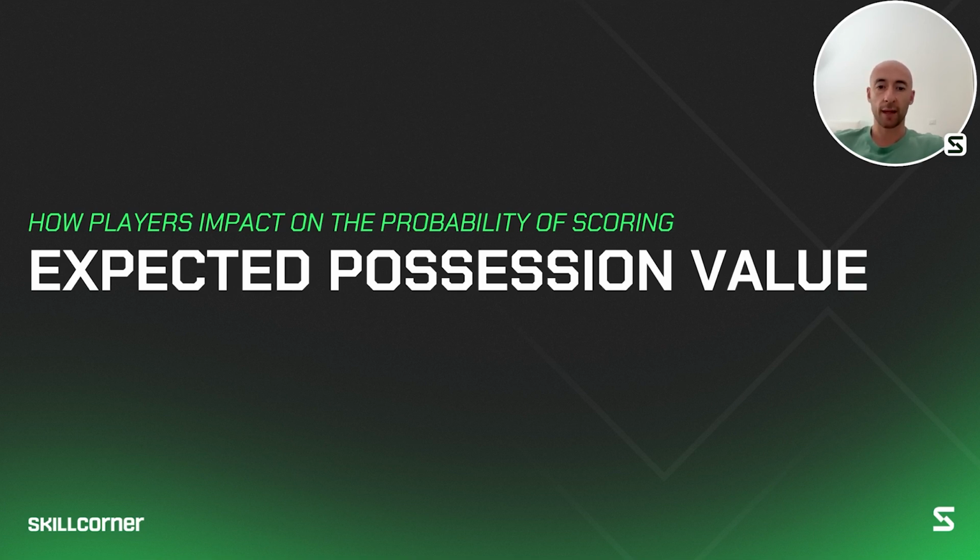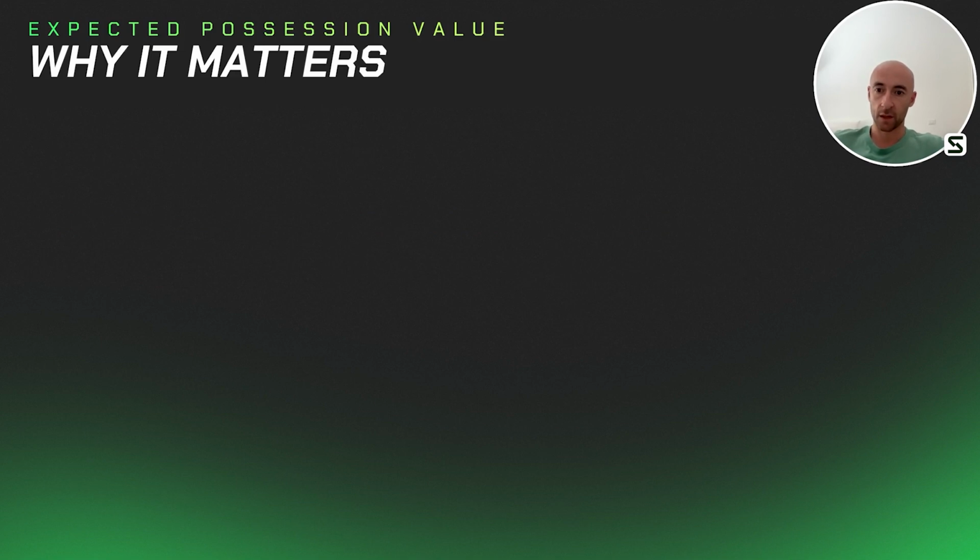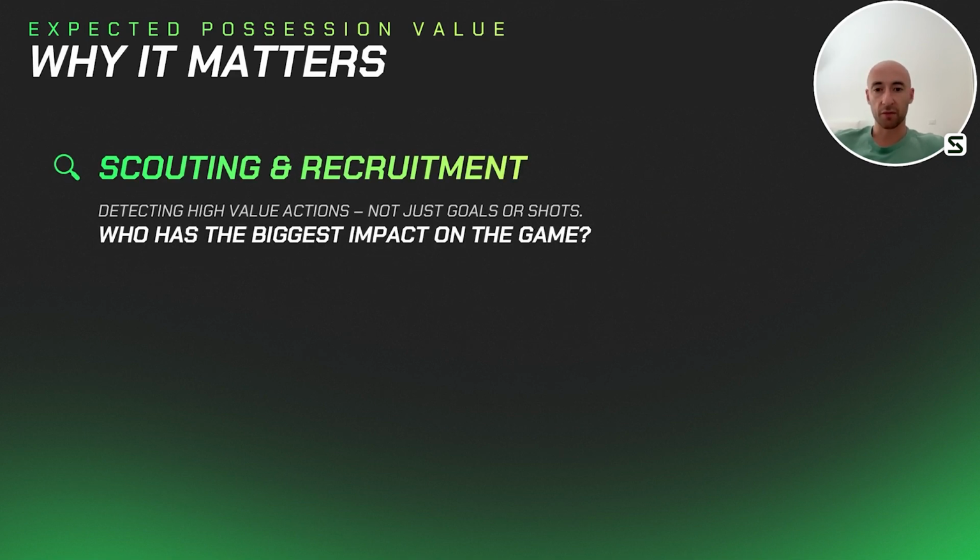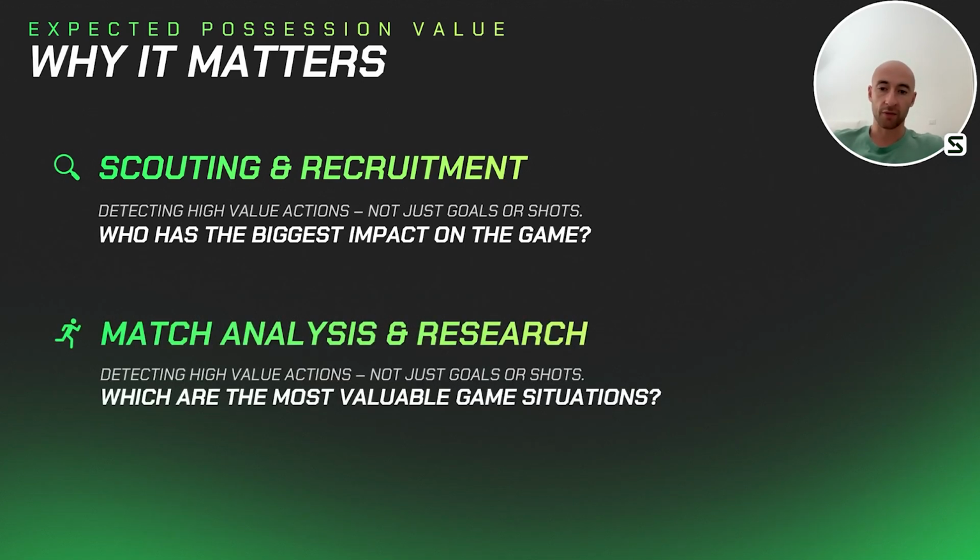Expected possession value captures the probability of scoring of each team at any given time in the game. Understanding how players, through their actions on the ball, influence this probability opens up for really interesting use cases. From a scouting and recruitment perspective, we can finally identify who are the players that have the biggest impact on the game. And from a match analysis and research and development perspective, it's become easier to investigate the most valuable game situations. Now let's see EPV in action.